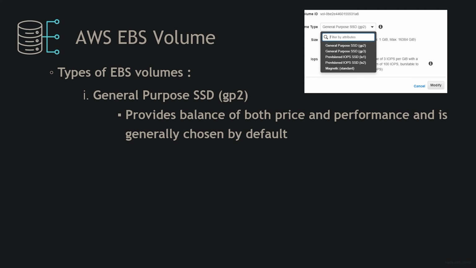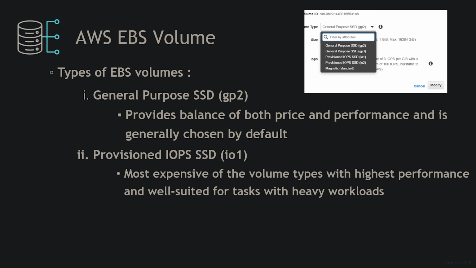It provides a balance of both price and performance, and is generally chosen by default, as I just said. And then the other one is provisioned IOPS SSD, or IO1 for short. It's the expensive one. Generally when you go to M6 or C6 kind of instances, you can see these kinds of SSDs. These are some of the most expensive volume types, with the highest performance and well suited for tasks with heavy workloads. For example, big corporates who use these EC2s use these kinds of SSDs.